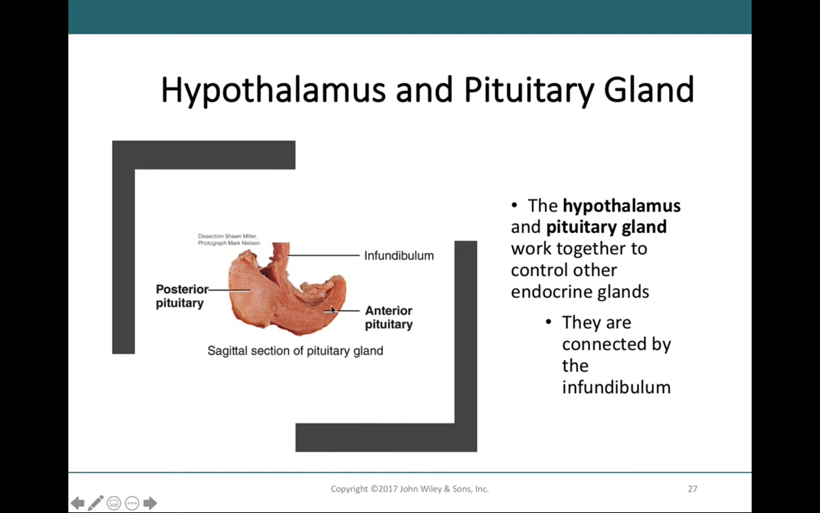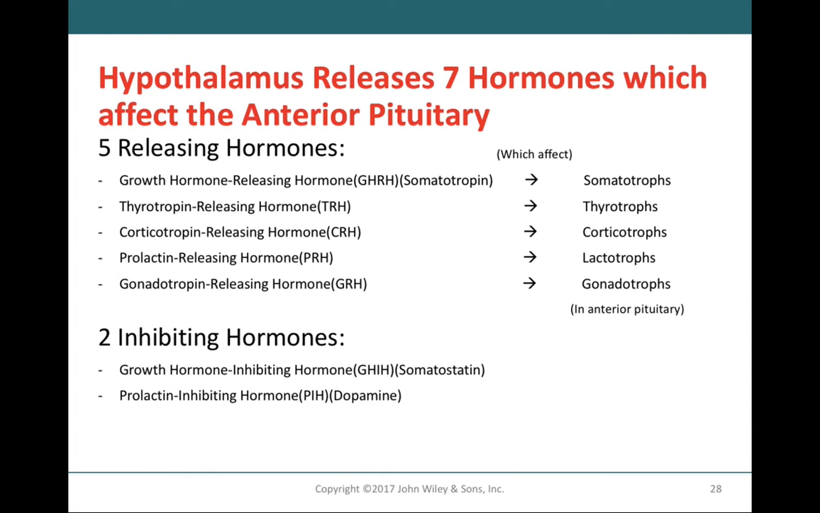Now, the pituitary gland is separated into two portions, the anterior pituitary, which is here, and the posterior pituitary, which is found here. And we're going to see in subsequent slides what makes up each of these two parts of the pituitary gland, what hormones they release, and what makes each of these two parts special. But the first thing that we're going to do is discuss the releasing hormones and the inhibiting hormones that come from the hypothalamus.